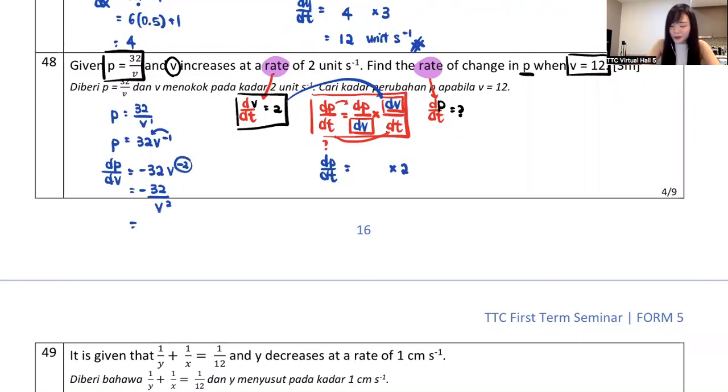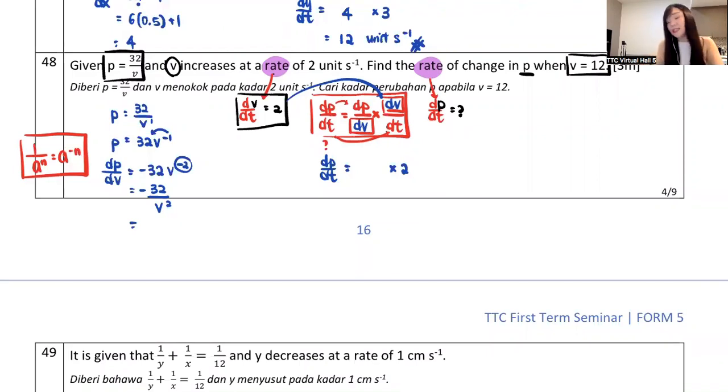Just in case you guys don't know, for those, I don't know what to expect from you guys. I don't know what kind of basics you have, but this is the formula I'm referring to. This is the indices formula. Whenever they are at the bottom, you bring it up, the power becomes negative. Whenever you see a negative power, you can bring it down and it becomes a positive power again. So I'm just using this formula.